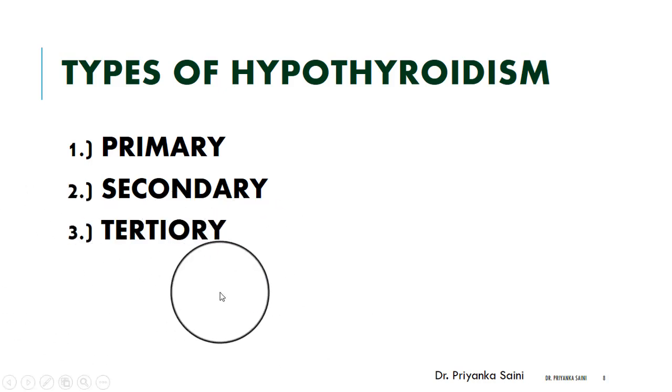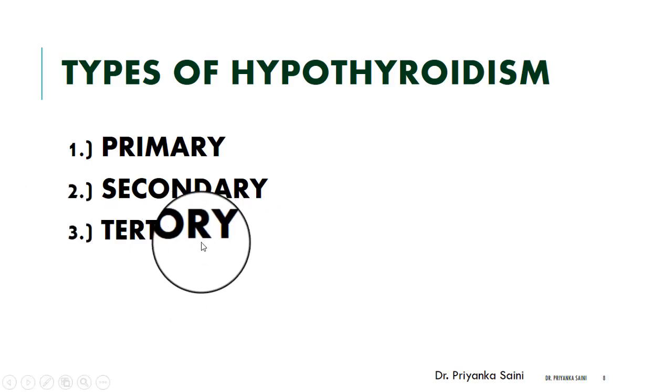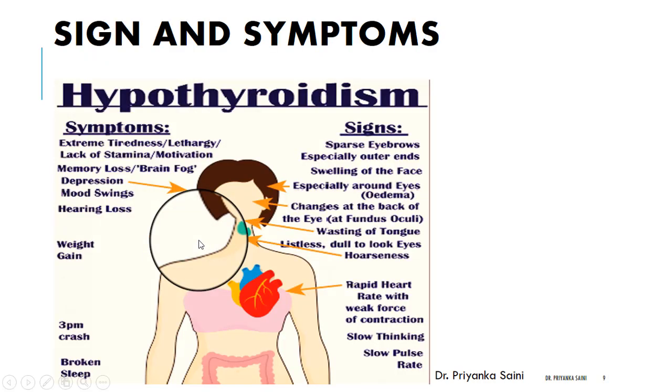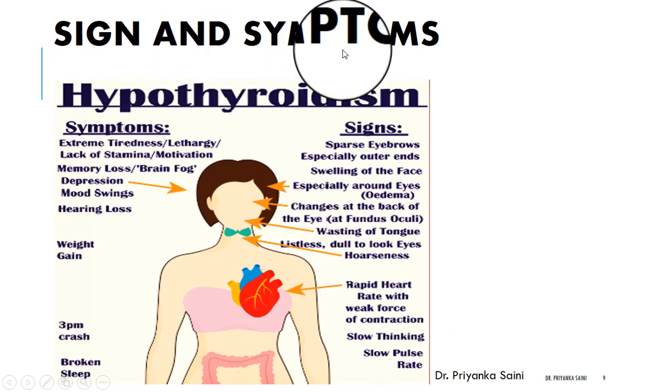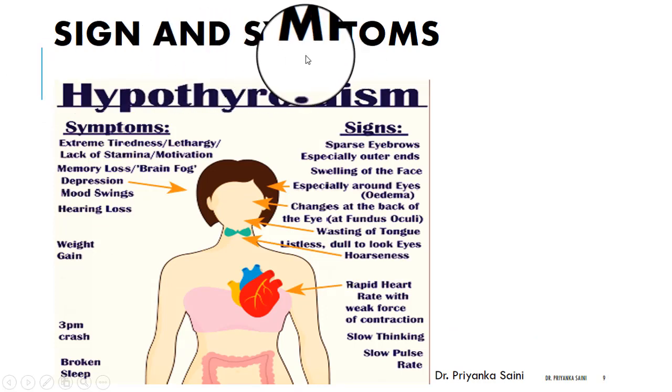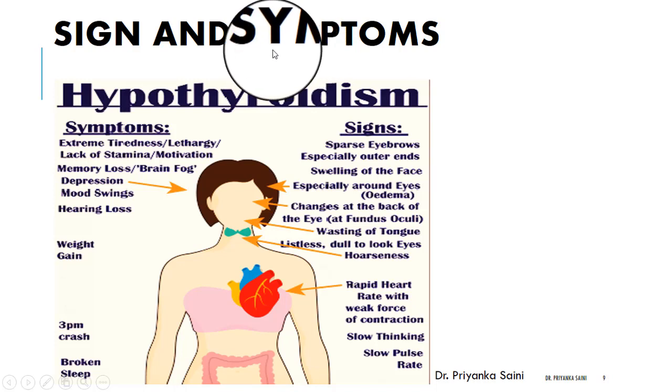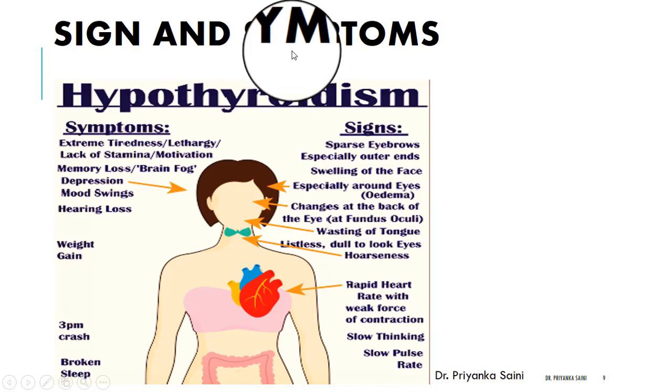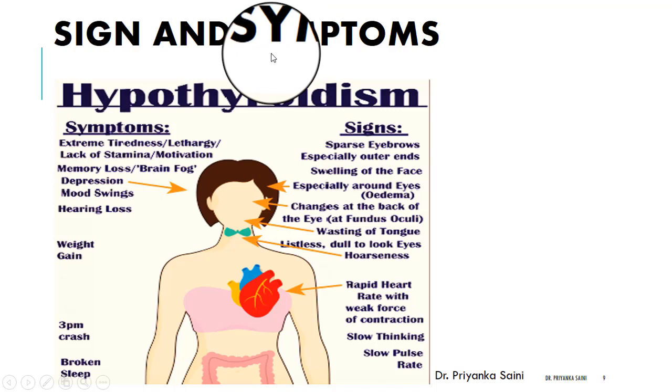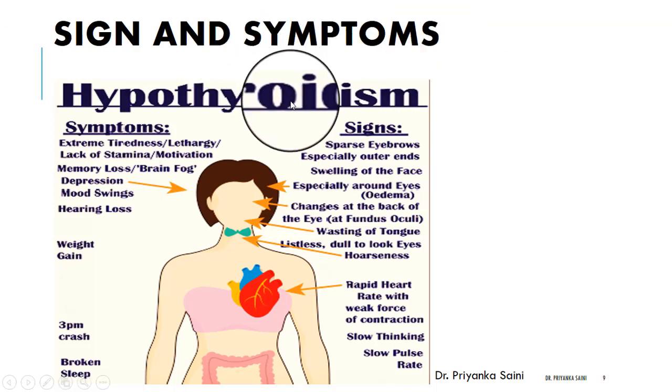Now next we will discuss the clinical features, that is the signs and symptoms of hypothyroidism, through which one can know whether they are suffering from hypothyroidism or not. The signs and symptoms of hypothyroidism vary depending on the severity of the hormone deficiency. Problems tend to develop slowly, often over a number of years. Now, let us discuss the signs and symptoms.